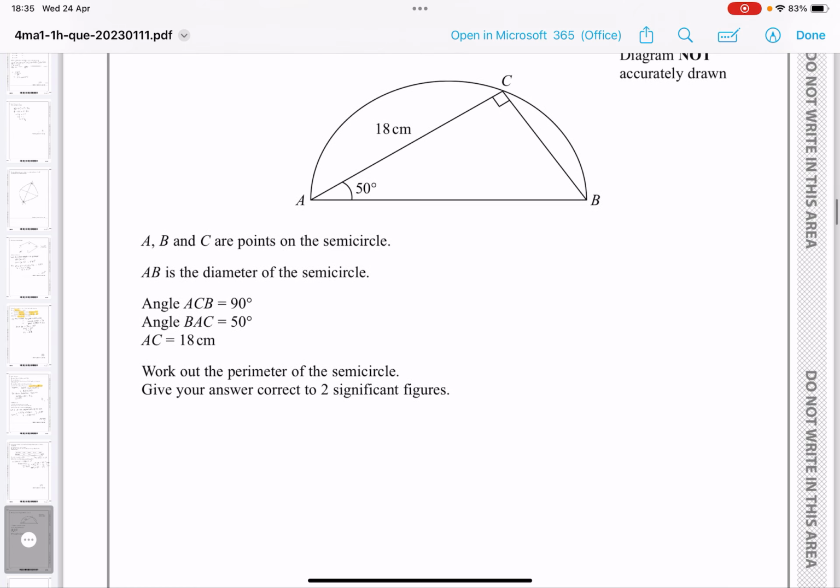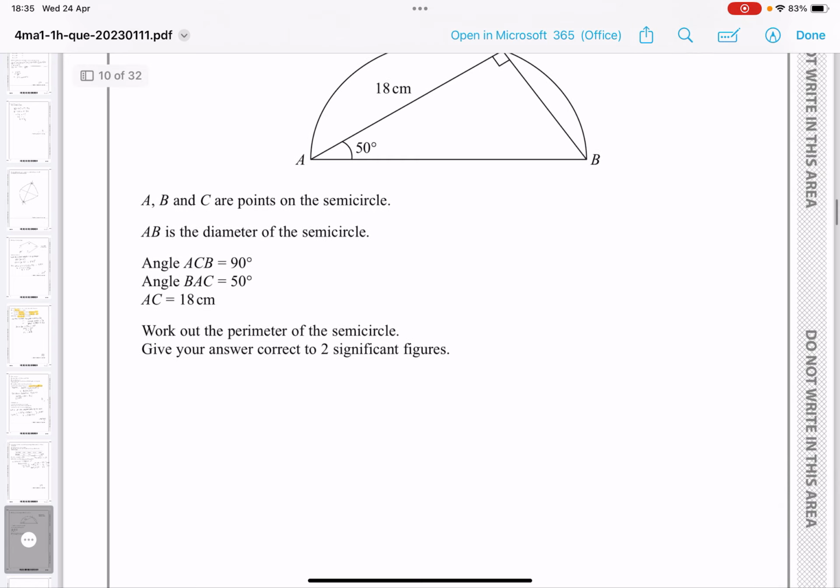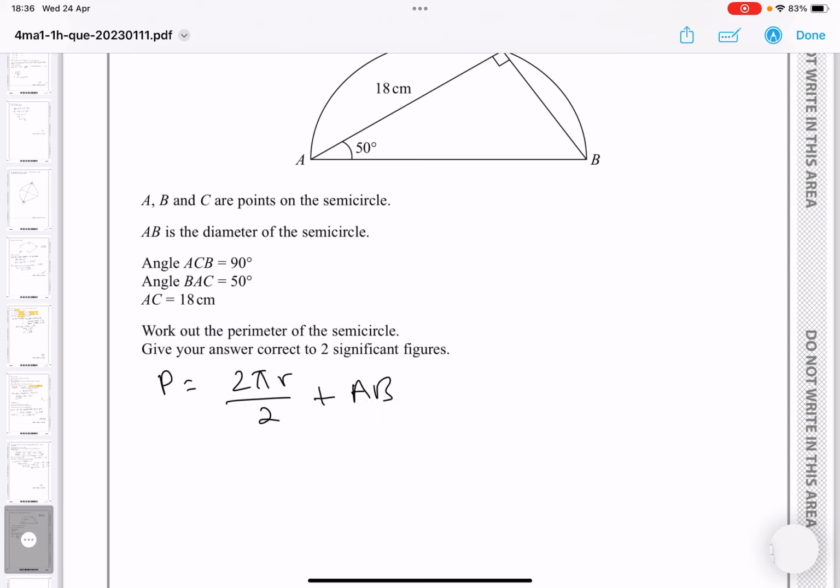Okay, so let's first write a formula for the perimeter, because then you can work out the lengths that you need, and it's so much easier. You just need to plug in the values after. So the perimeter of the semicircle will equal, so we know the perimeter of a circle is 2 pi r, but because this is a semicircle, you're going to have to divide by 2. But then, that will only give you this curved section here, okay? So you need to make sure you add the length AB on to give you the total perimeter. So 2 pi r divided by 2 gives you that length, and then you add AB.